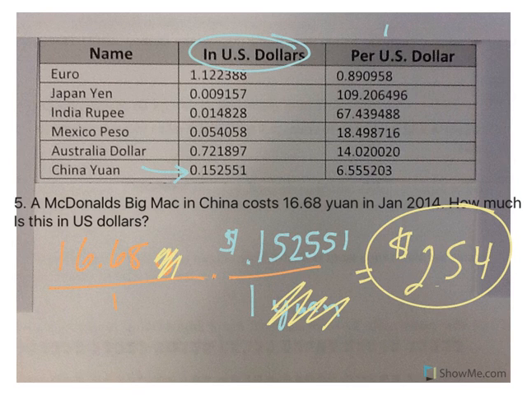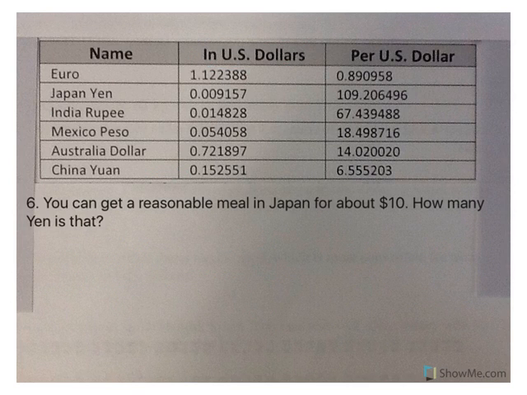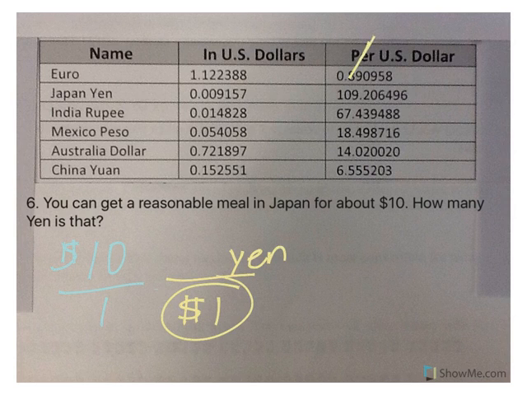All right, number 6. You can get a reasonable meal in Japan for $10. How many yen is that? I don't know. But we can find out, right? We have $10. We want to know how many yen that is. So now we're doing the per US dollar.